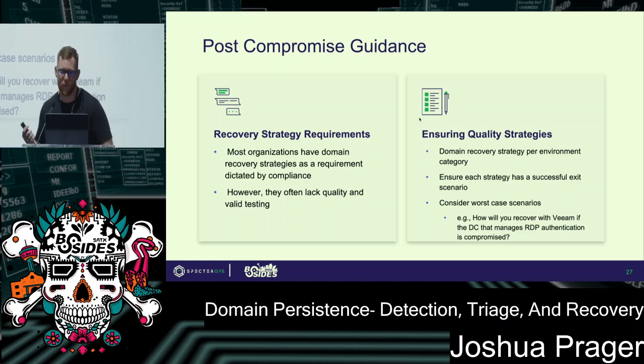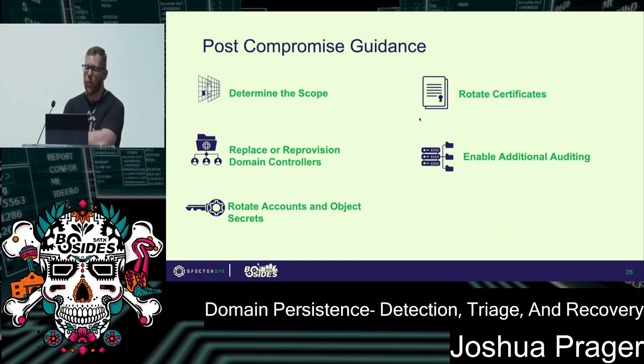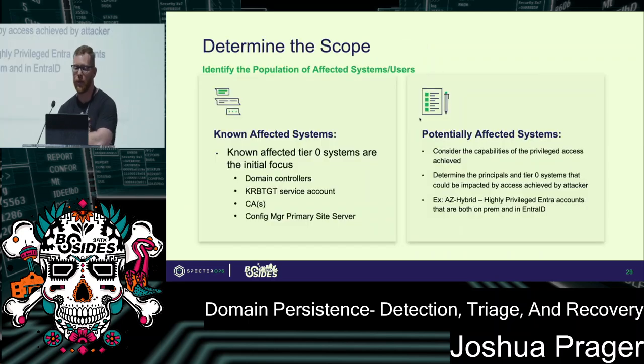So this is that encouragement to make sure we have an "oh no, burn down the forest" scenario plan, okay? All right. So what we're going to talk about is determining the scope, replacing or reprovisioning domain controllers, rotating accounts and object secrets, rotating certificates, and then enabling additional auditing, right?